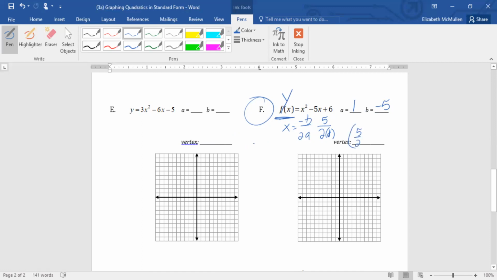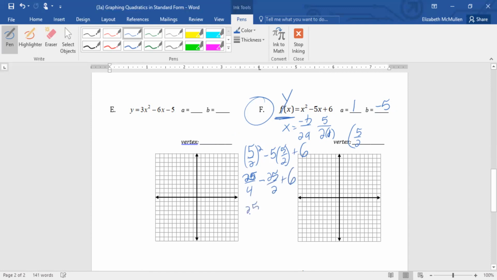I'm going to take this and plug it back in. So 5 halves squared minus 5 times 5 halves plus 6. All right, so 5 halves squared is 5 halves times 5 halves. That's 10 fourths. Sorry, not 10 fourths, 25 fourths. 5 times 5 is 25. Minus 25 halves plus 6.